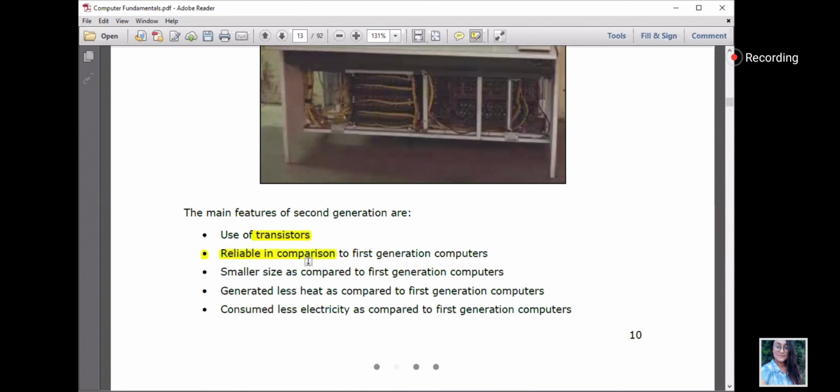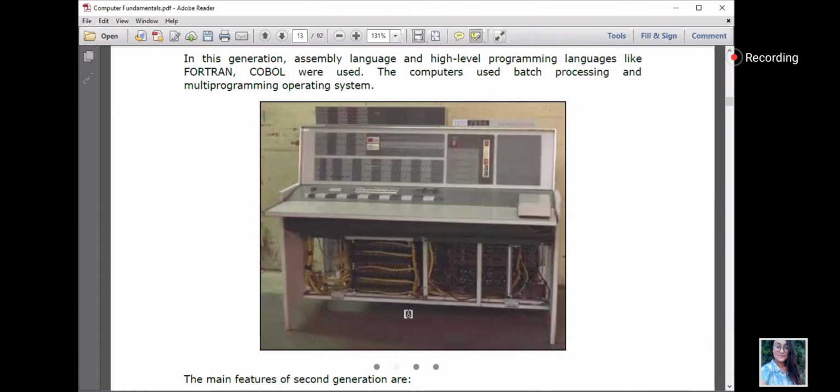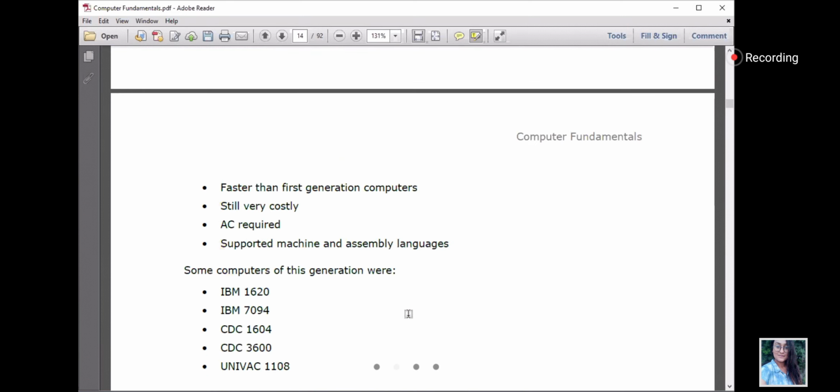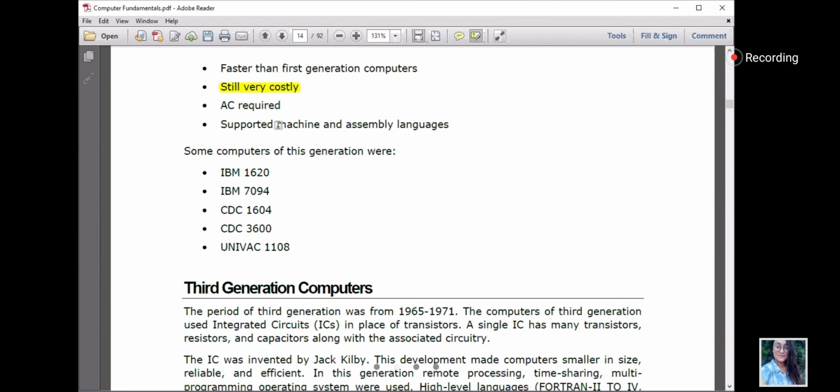Now in this case, it uses transistors and is more reliable compared to the first generation, and also smaller than the first generation, generated less heat and consumed less electricity. So compared to the first generation, it was actually a little bit improved, but not handy at all. It's still very costly.